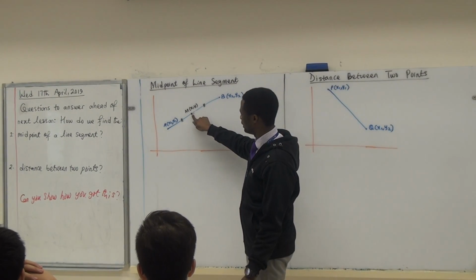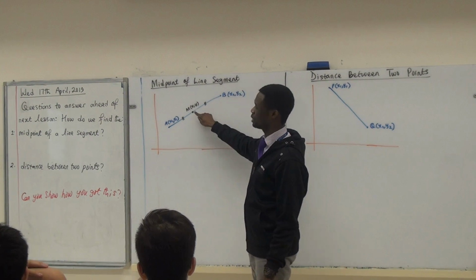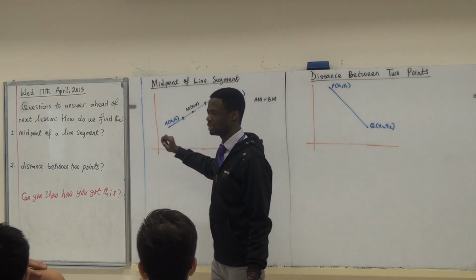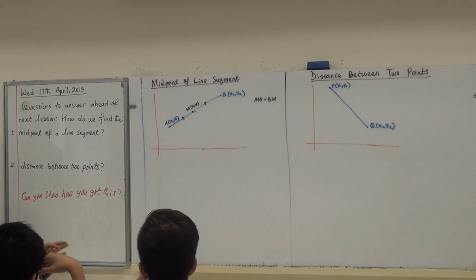This is the middle of the line. If you know this to be 2, 3, maybe 4, 5, what is the coordinate of the midpoint? That's the question I'm asking here. How do we find the coordinate of the midpoint? Does anybody remember?